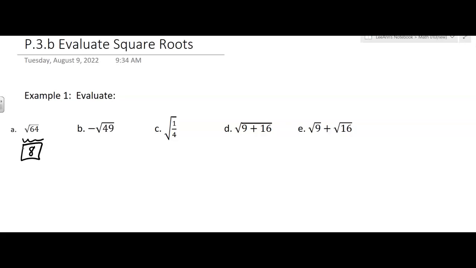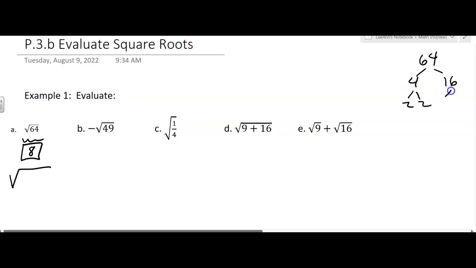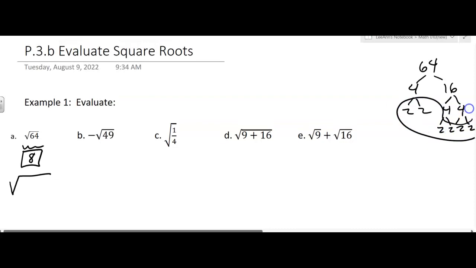Now, let's say you didn't know the square root of 64 was 8. Here's something you can do. You can take 64 and break it down into its prime factorization. So let's say you said 4 times 16, and 4 was 2 times 2, and 16 was 4 times 4. These are called factor trees, and you may have seen those before. Anyway, this is called a prime factorization, that 64 is a bunch of 2's, right? How many are there? 6.